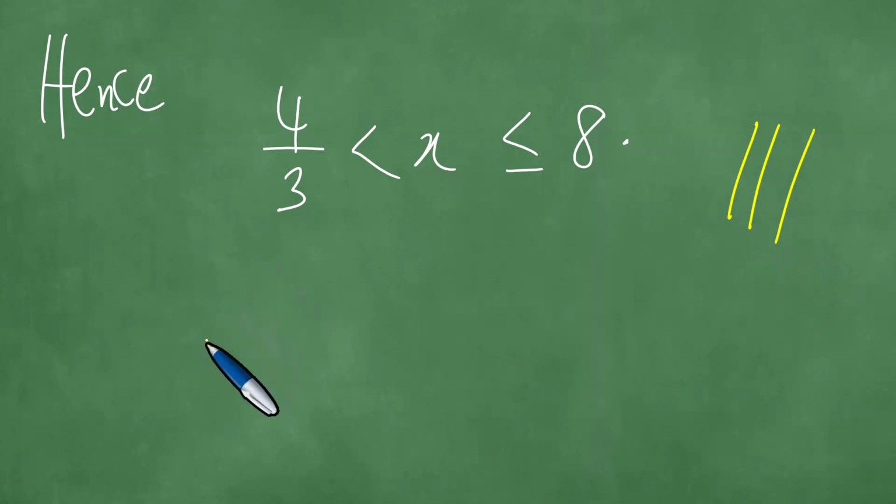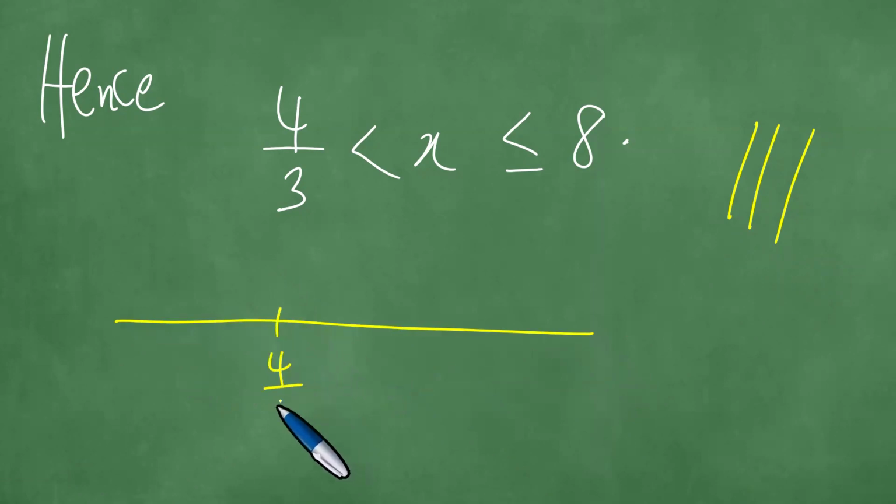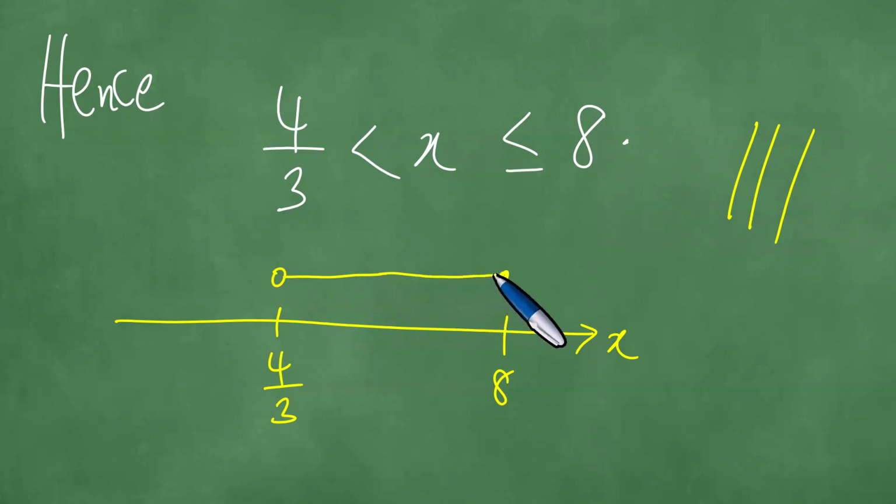We can draw this solution on the number line like so. We put here 4 out of 3, and we put here 8, and this here is the solution to this particular problem. We have graphed the solution, and we are done solving this question.